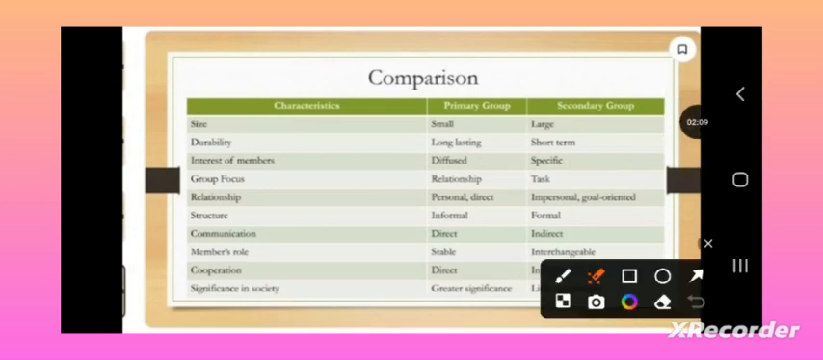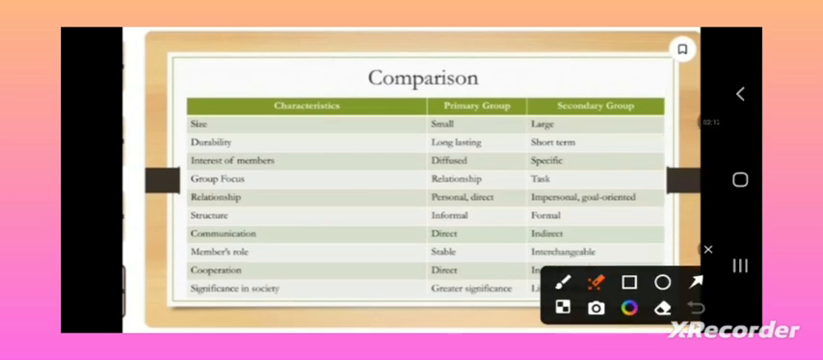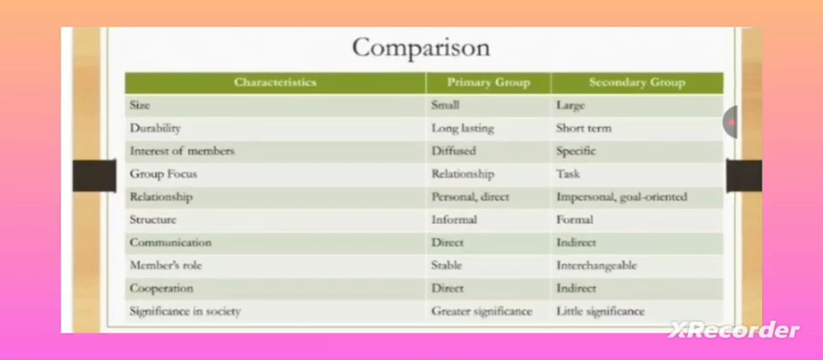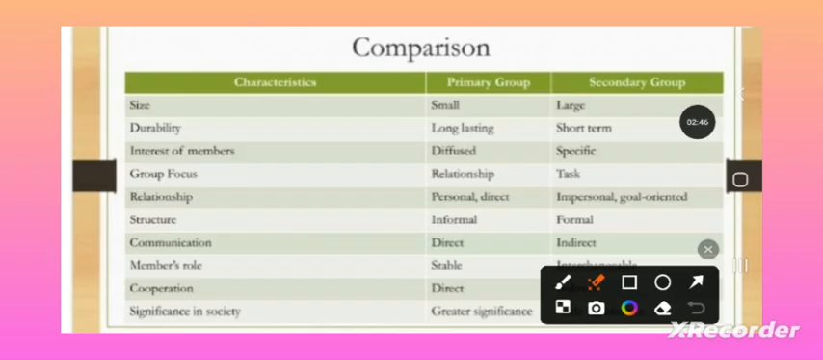Comparison. Primary group: small; secondary group: large. Primary group: long lasting; secondary: short term. Interest of members: diffused; specific. Relationship: group focus, person focus; secondary: focus on task. Relationship: personal, direct; impersonal, goal oriented.